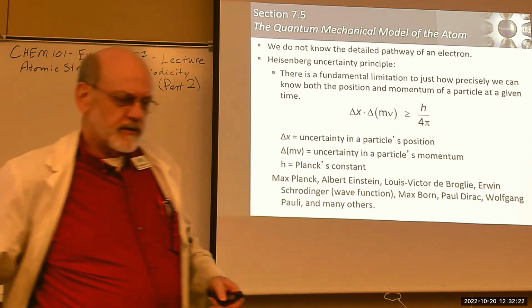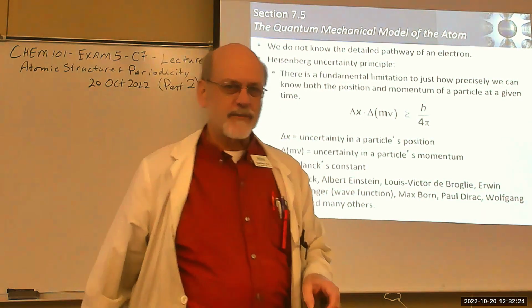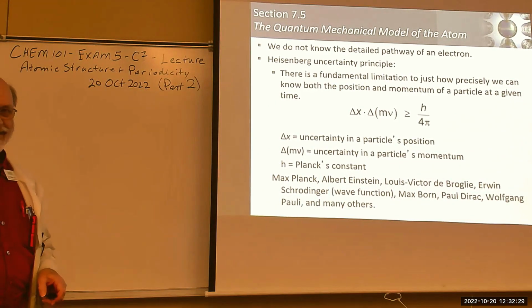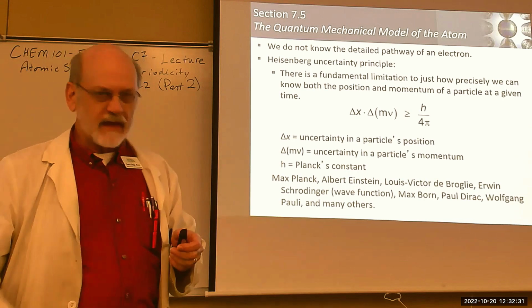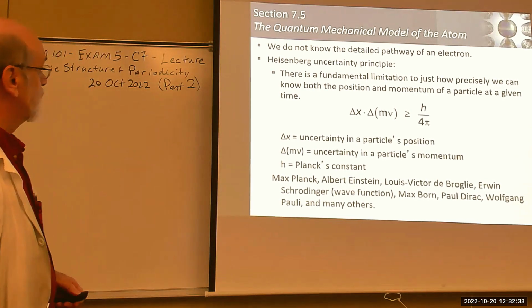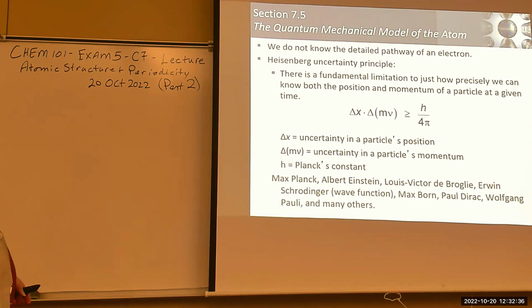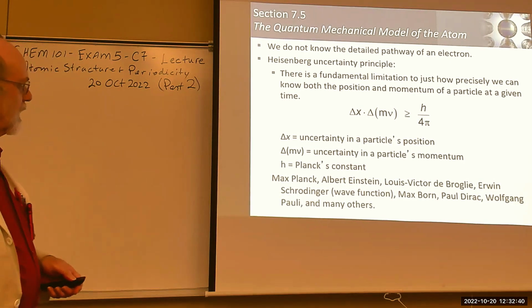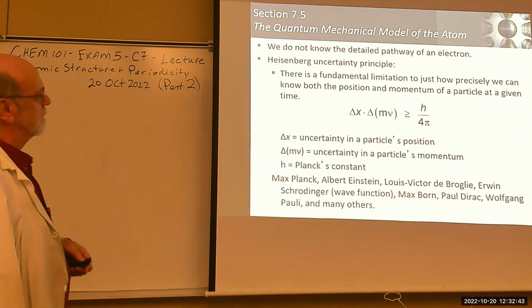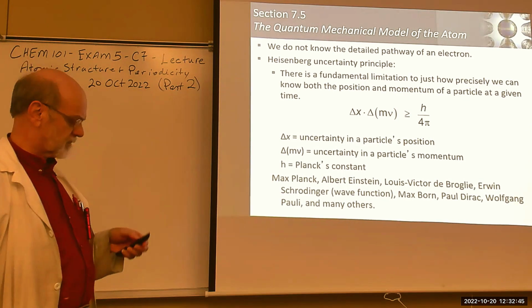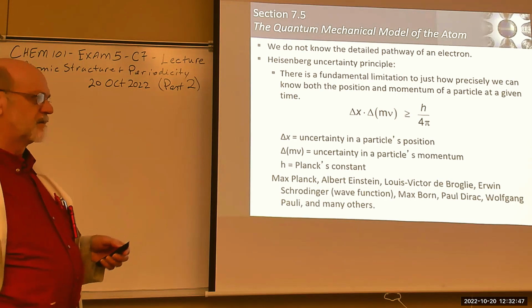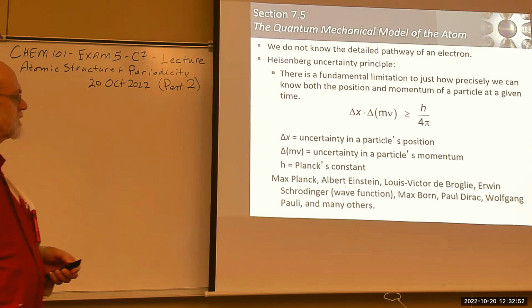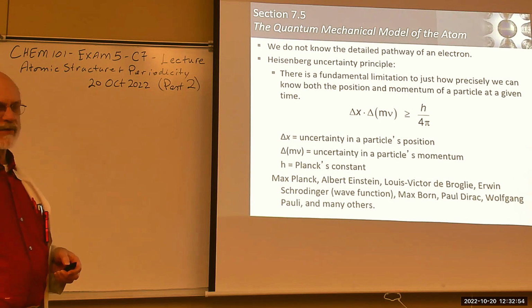Okay, so today we're going to finish chapter 7 on atomic structure and periodicity. And we're going to pick it up with the Heisenberg principle, the Heisenberg uncertainty principle. Werner Heisenberg was a theoretical physicist and a mathematician in the early 20th century. I think he did a good bit of work around the time that Einstein was active also.